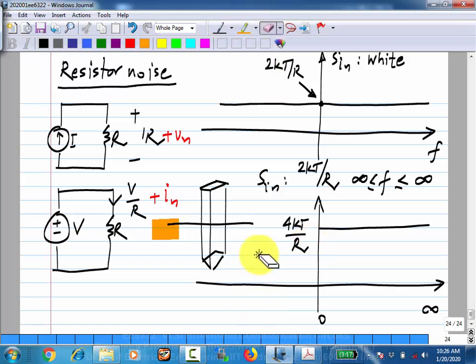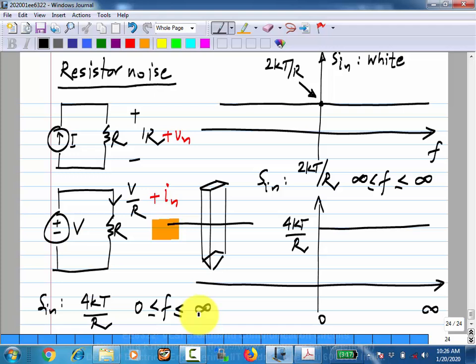So if you use the single-sided spectral density, it is 4 kT by R for frequencies from 0 to infinity. This is the model that circuit designers commonly use. You end up using the single-sided spectral density. Both have their conveniences, double-sided and single-sided, but this is what we use. Okay? Is this fine?